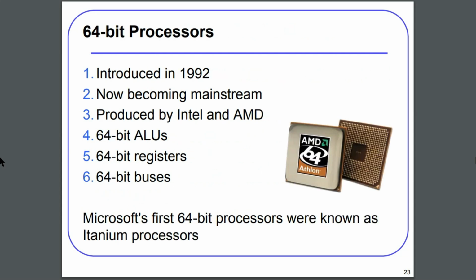So we can see in these slides 64-bit processors. The 64-bit processor was introduced in 1982, is now becoming mainstream, and is produced by Intel and AMD. It has 64-bit ALUs, 64-bit registers, and 64-bit buses. Microsoft's first 64-bit processors were known as Itanium processors. So let's move to the next slide.